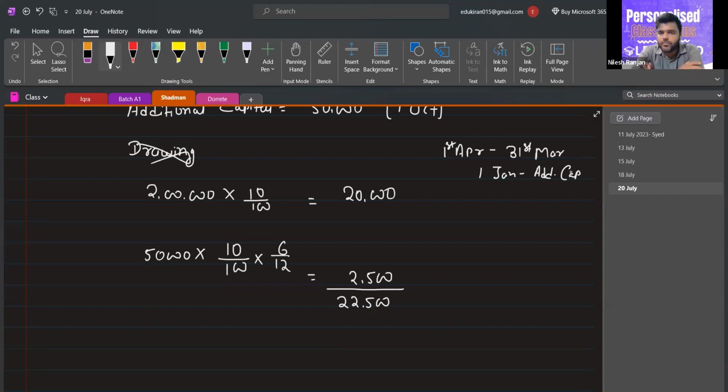Because it is the ending of the year. No, actually it is not, it is 31st March. Yes. And the beginning of the year is 1st April. So you have to count from 1st January to the end of the year. Whenever there is any change in capital, you have to count the time period from the date of change to the end of the year.